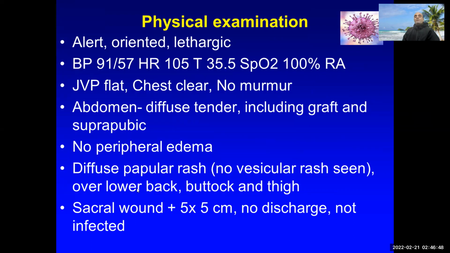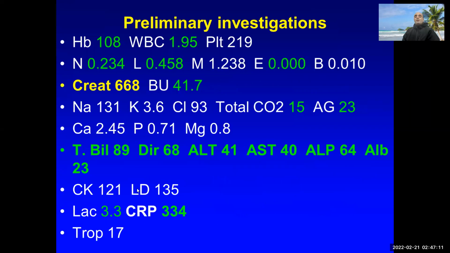When you find a diffusely tender abdomen on examination, including the graft and suprapubic area, don't forget CMV viremia. No peripheral edema. Diffuse papular rash, no vesicular rash, over the lower back, buttock, and thigh. Sacral wound already present, about 5 by 5 cm, no discharge, not infected.